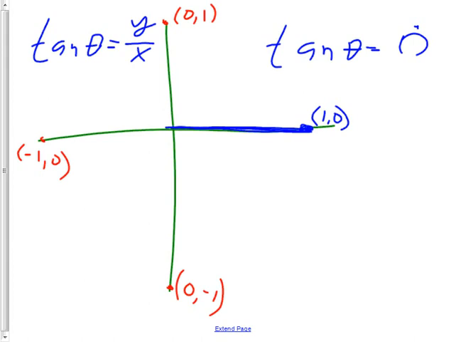Which of them have the y equal to 0? Because we want this to equal 0, and it's y over x, so y needs to be 0. This one, this one. So the answers are 0 and pi.